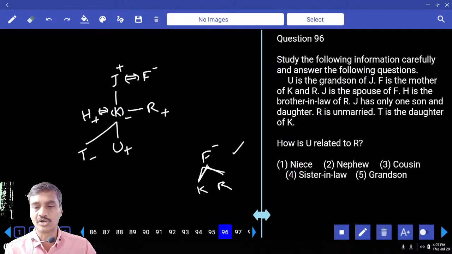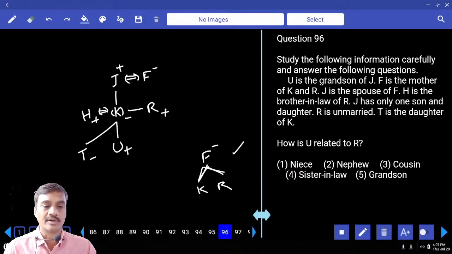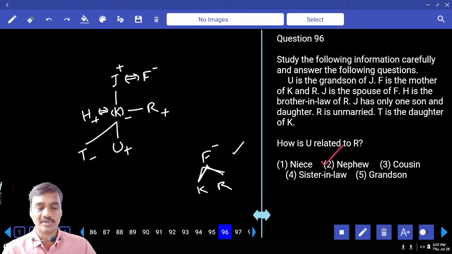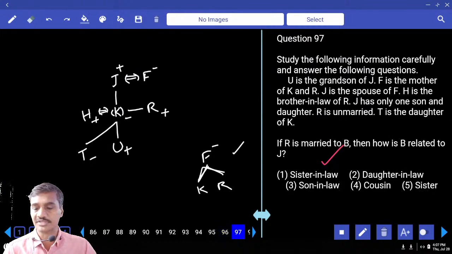Then 96, how is U related to R? Now R's sister's son. Sister's son is nephew. Nephew, that is choice 2, question number 96.